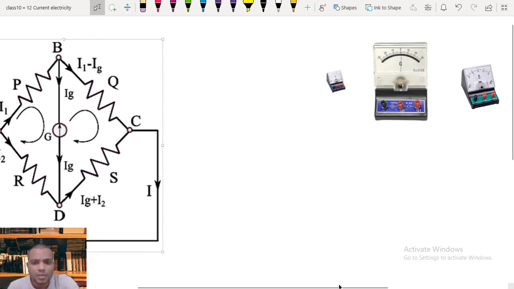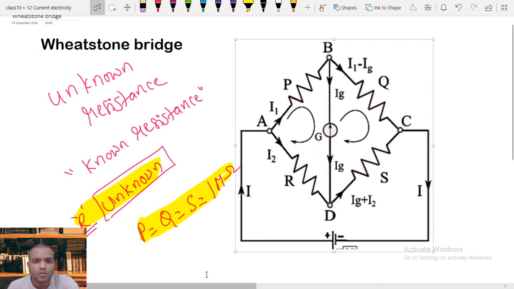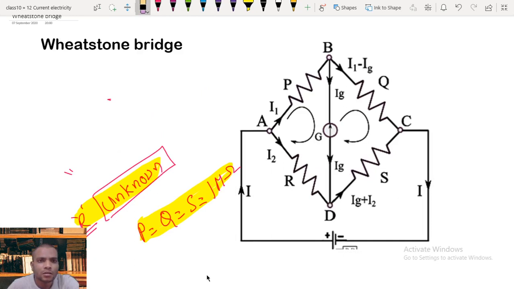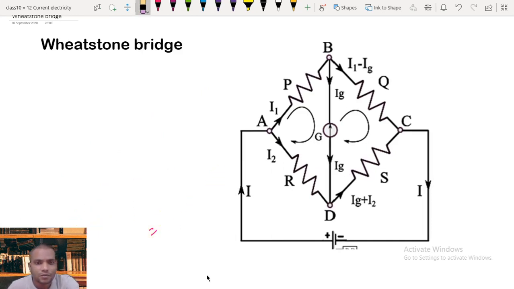When it comes to circuit connection, the Wheatstone's bridge contains P, Q, R, S, which are the resistors. For timing, you can consider them as P, Q, R, S. They have their own resistance values, and they are connected as the four arms in the Wheatstone's bridge.